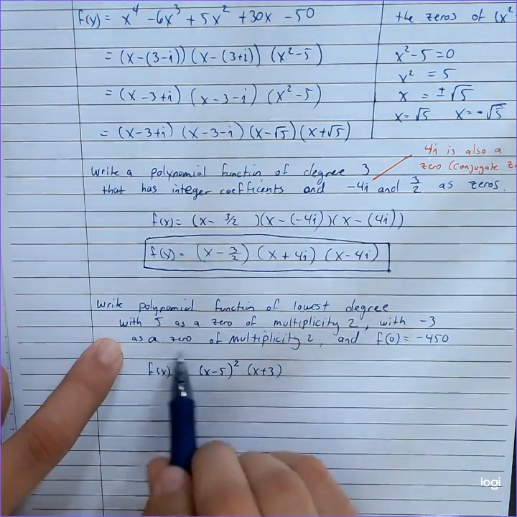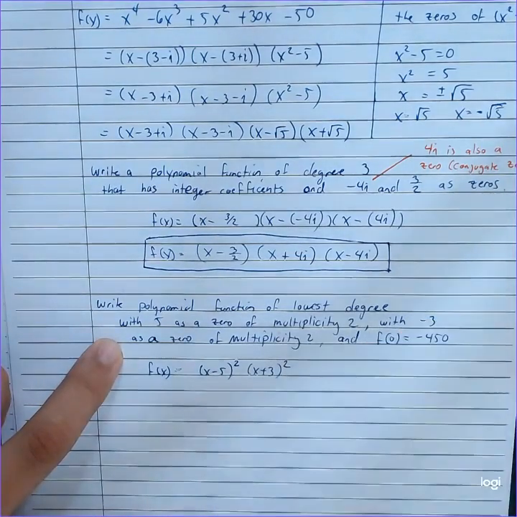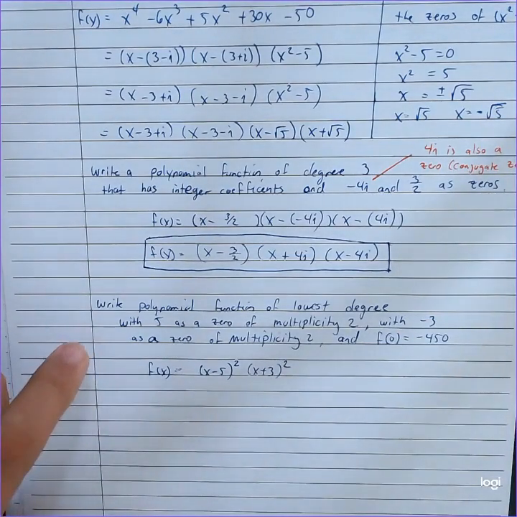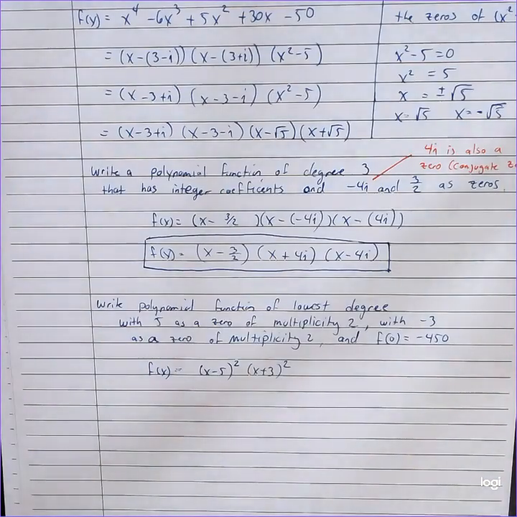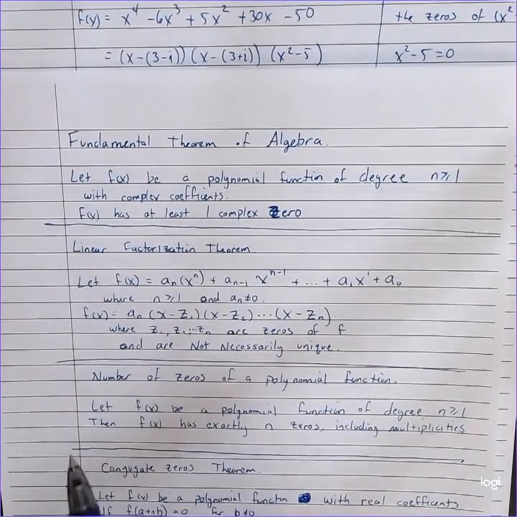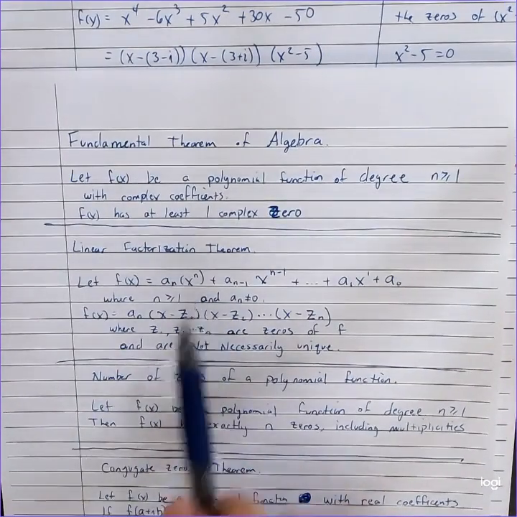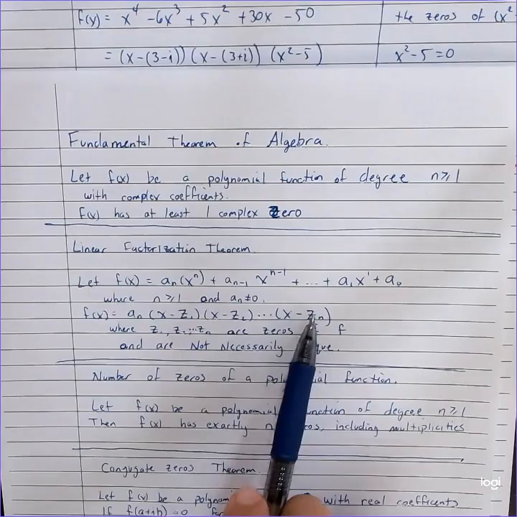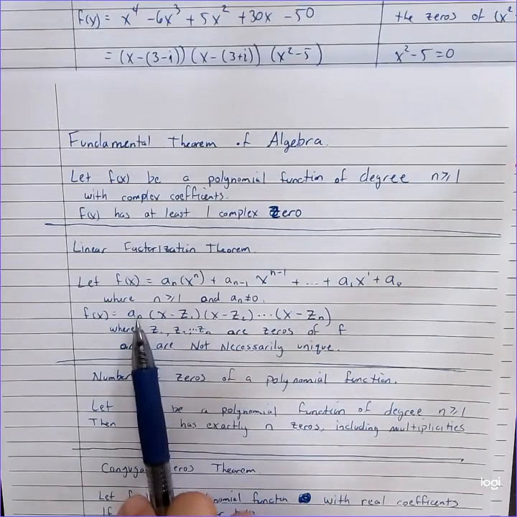And it also has a multiplicity of 2. So that's a power of 2. Okay, so there we go. But now think back to our linear factorization theorem. Our linear factorization theorem says that if you have a polynomial function of degree n, it'll factor into exactly n linear factors and a constant.